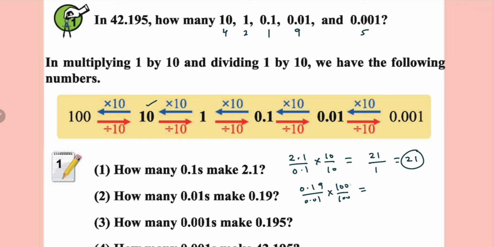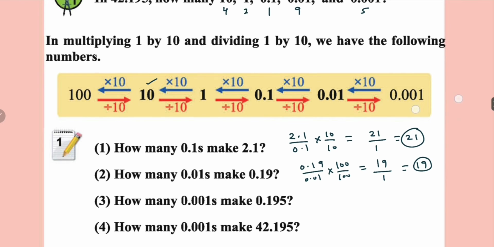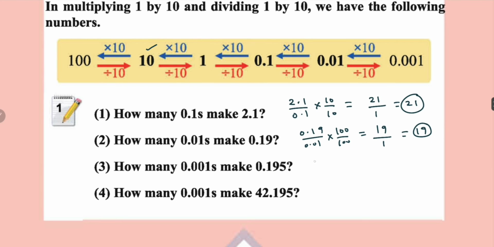This will shift by 2 digits this time, because 2 zeros are there, and here also 2 digits. This becomes 19. So the shifting is according to the number of zeros. If the number of zeros is 2, the shift is by 2 digits. If the number of zeros is 3, the shift is by 3 digits. And the next example is 3 digits only.